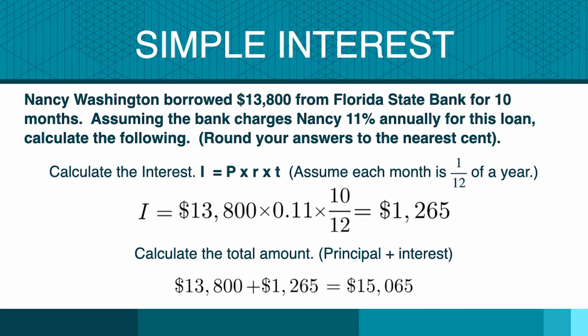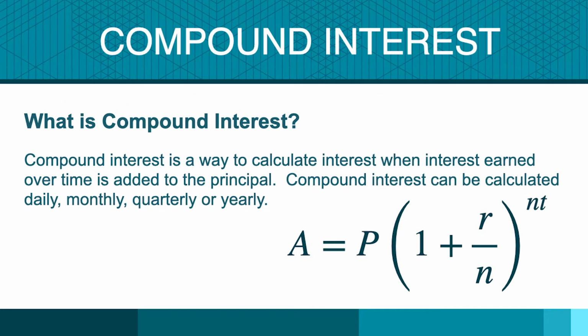$15,065. Compound interest is when interest grows exponentially over time. When interest compounds, the interest earned is added to the principal and becomes the new principal. The formula for compound interest is accrued value equals principal times 1 plus r divided by n, raised to the power of n times t, where P stands for principal, r stands for interest rate, t stands for time, and n stands for the number of times the interest is compounded each year.